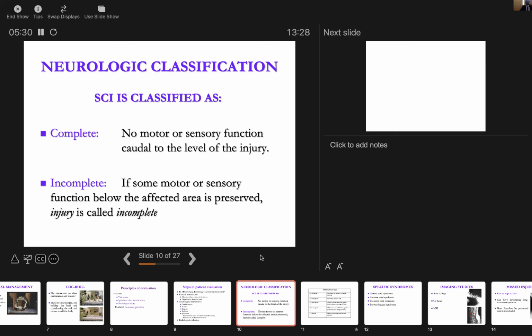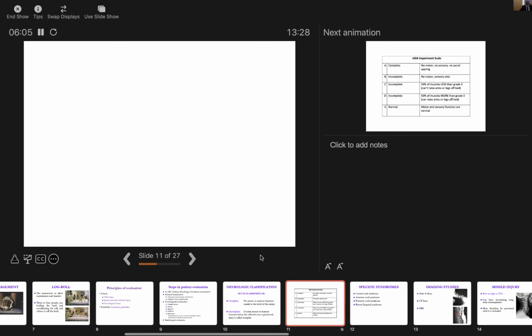And after 24 hours of that kind of clinical picture, you can say that this is irreversible. In the first day, there may be some changes due to the hypotension. If you can correct it, some functions may return, but after 24 hours, complete injury means nothing left to save. And incomplete injury means if some motor or sensory function below the affected area is preserved, this is incomplete injury.